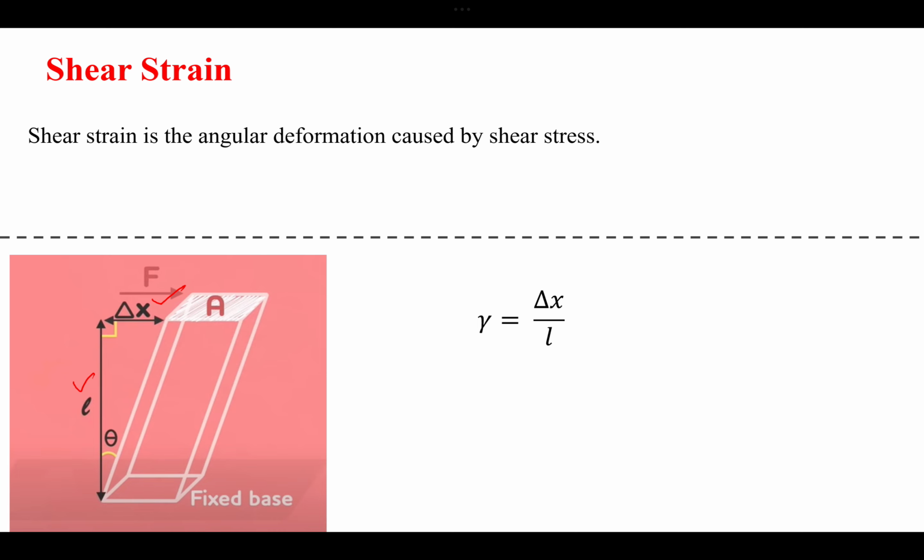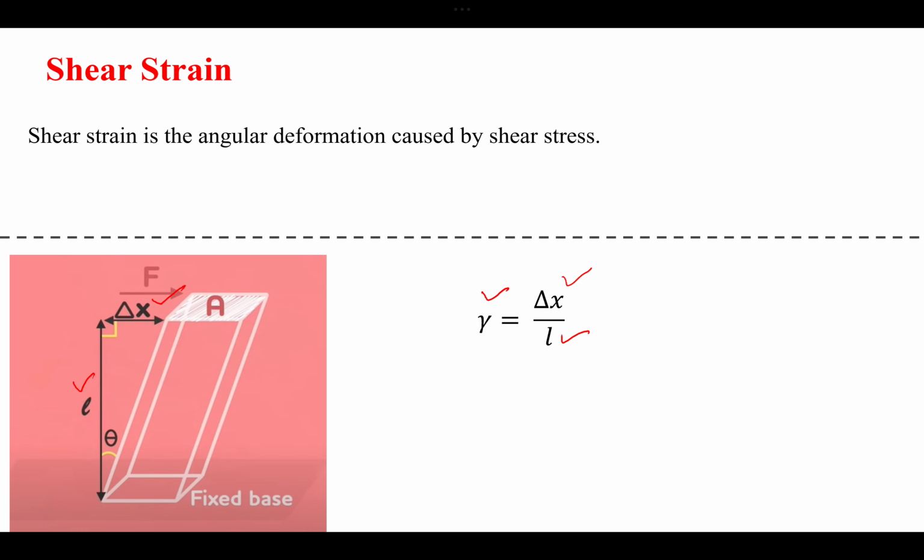So the more the deflection, the more will be the strain. In other words, it is the change in the length divided by the original length, although it is slightly different, because in case of shear the change is actually parallel to the area. In previous cases, the change was actually perpendicular to the area. This is represented by gamma, that is the shear strain.